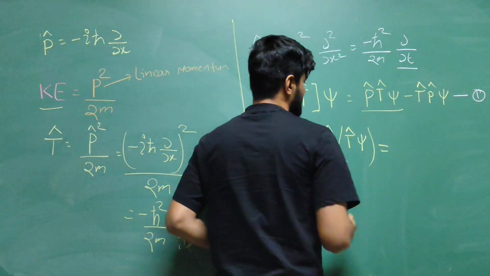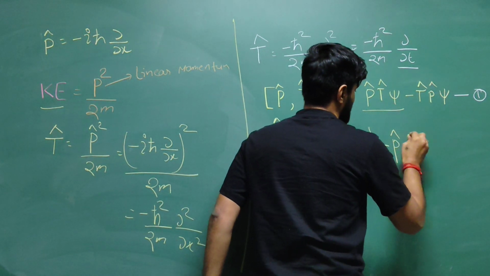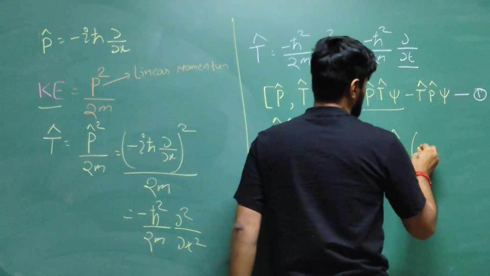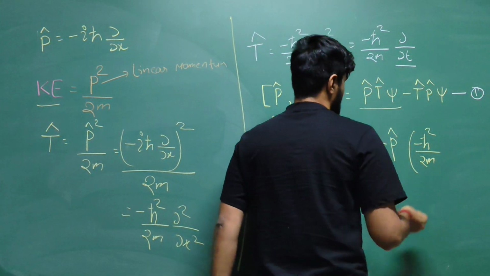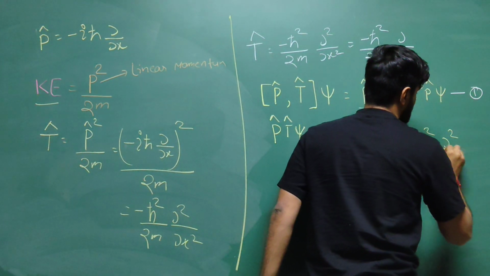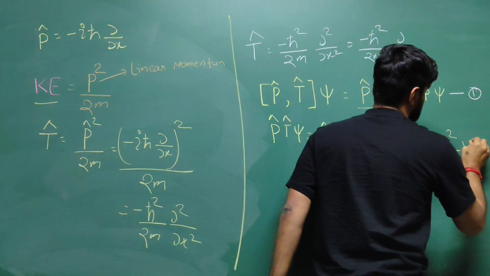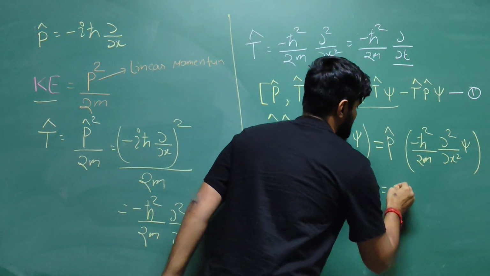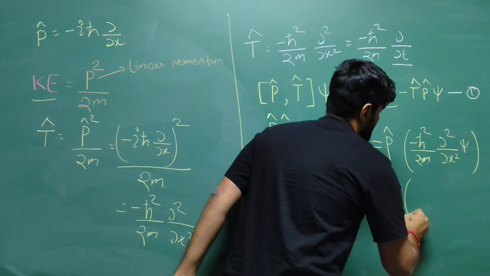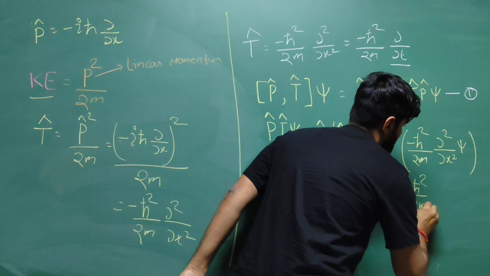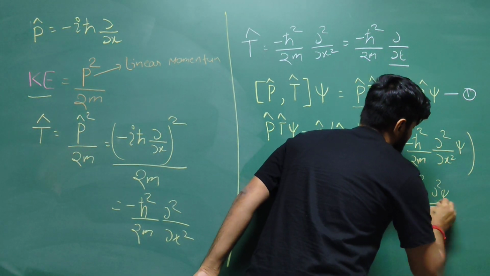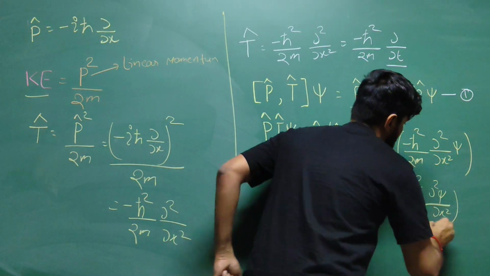And finally this can be written as your T cap. And what is T cap? T cap we have already derived, that is equal to minus h square divided by 2m and del 2 by del x square psi. And this can be written as your T cap, and that will be equal to minus h square divided by 2m del 2 psi by del x square.